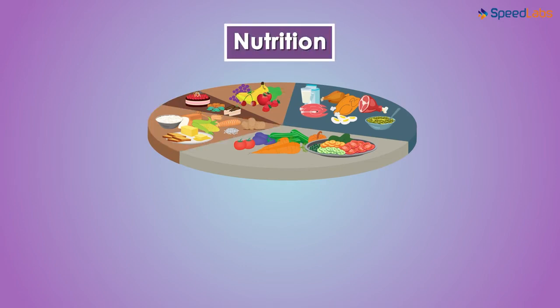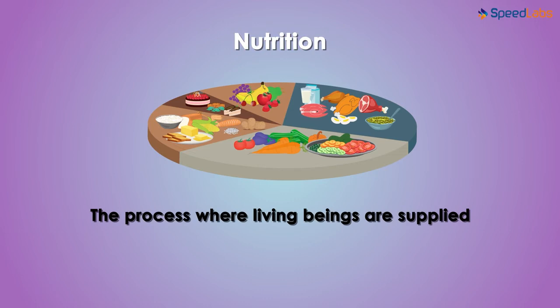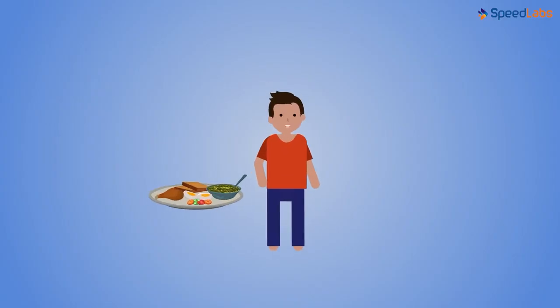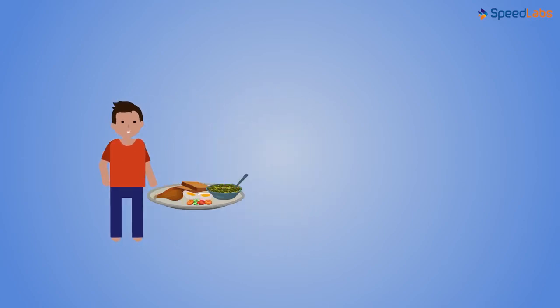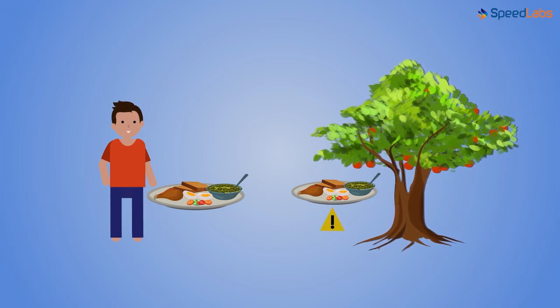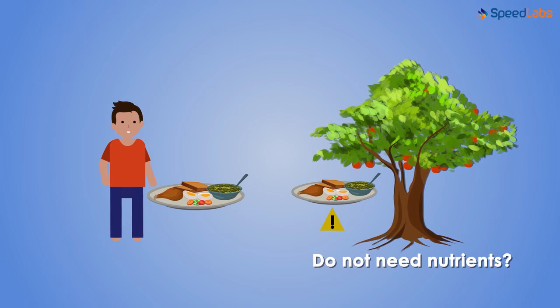In other words, nutrition is the process where living beings are supplied with essential food components which serve important functions in the living body. Now we know that animals consume various plants and animals to gain the necessary nutrients. But have we ever seen plants consuming food like us? I assume never. So does that mean plants don't need nutrients? Don't they have nutrition as an important life process?